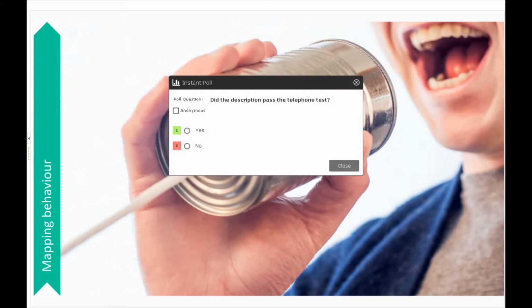First one. Sam was such a good boy. He did everything I asked and didn't complain once. That's the description. Do you think that passes the telephone test? Can you form a picture in your mind of exactly what happened there? Or are you kind of scratching your head saying, well, I don't really know exactly what was involved there?